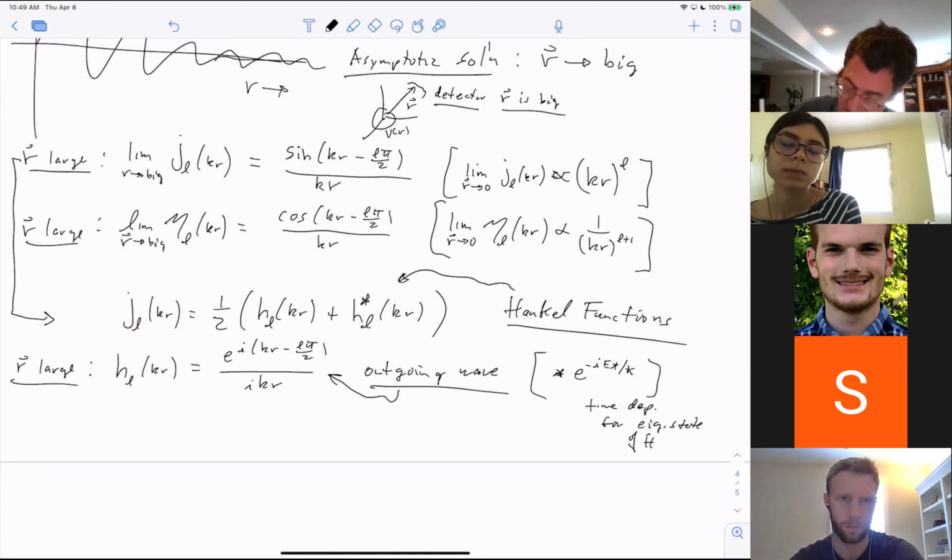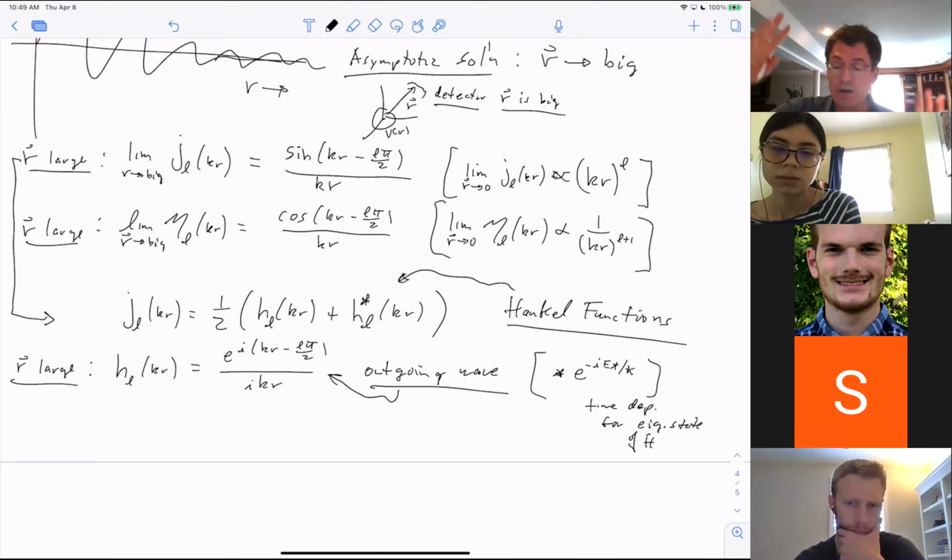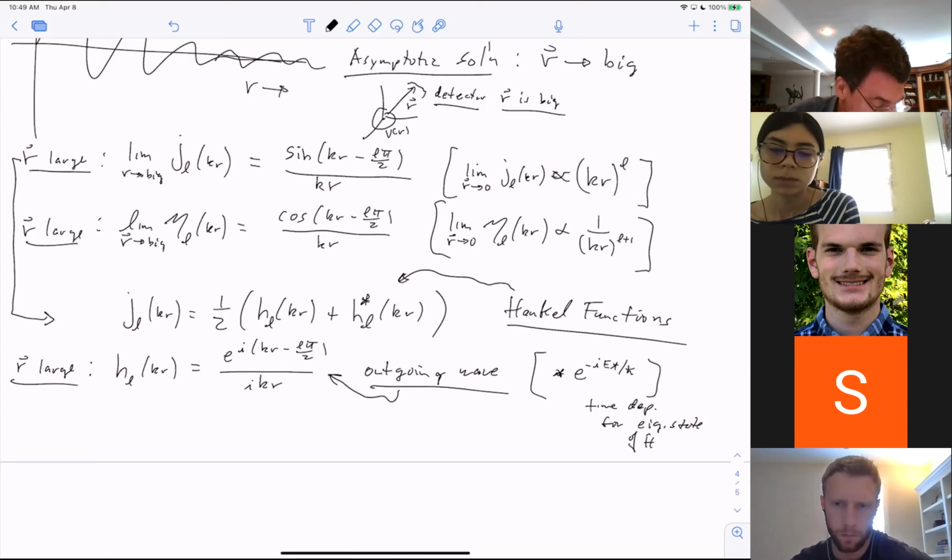So if I was to take that Hankel function and multiply it by e to the minus iEt over h bar, you can see immediately it is literally an outgoing wave. It's moving outwards. So when I say it's incoming or outgoing, I'm serious. I'm not just messing with you.